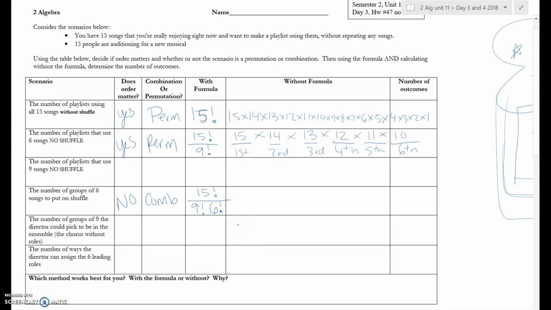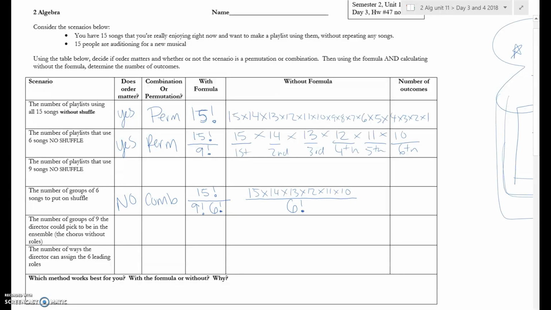If you're thinking about this without the formula, we're thinking about the 6 songs that we could use. So 15 times 14 times 13 times 12 times 11 times 10. Those are the selections we could make for the 6 songs. And if order mattered, we'd leave it here. But since order doesn't matter, since we want to divide out all the different ways we could arrange those 6 songs, we'll divide that by 6 factorial.